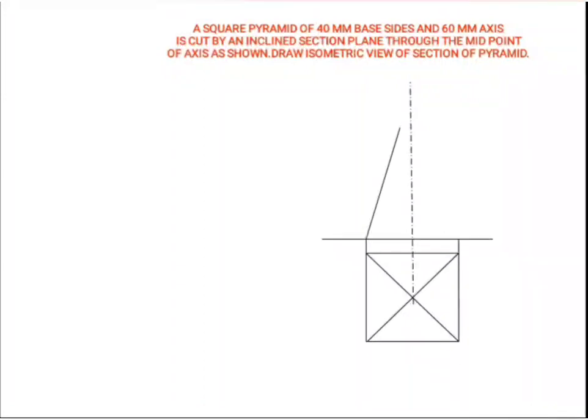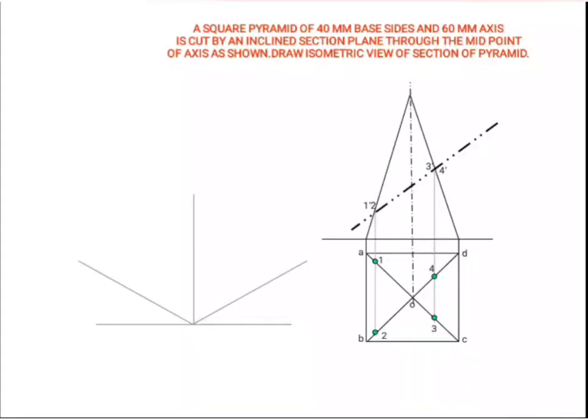Now in this example we can try the coordinate method of drawing isometric view. Draw the plan and elevation of the given pyramid, and the section plane and intersecting points are noted. Then the corresponding points are marked in the sectioned plan. From this we will get the x, y, z coordinates required for drawing the isometric view.